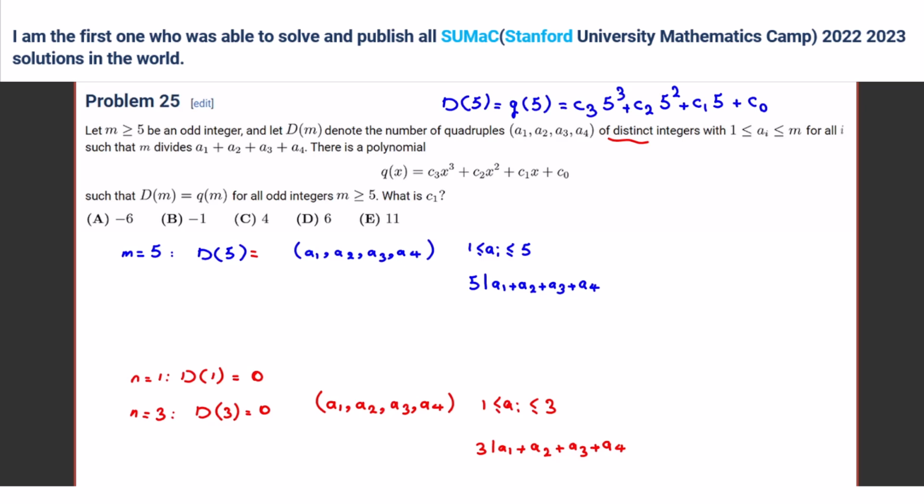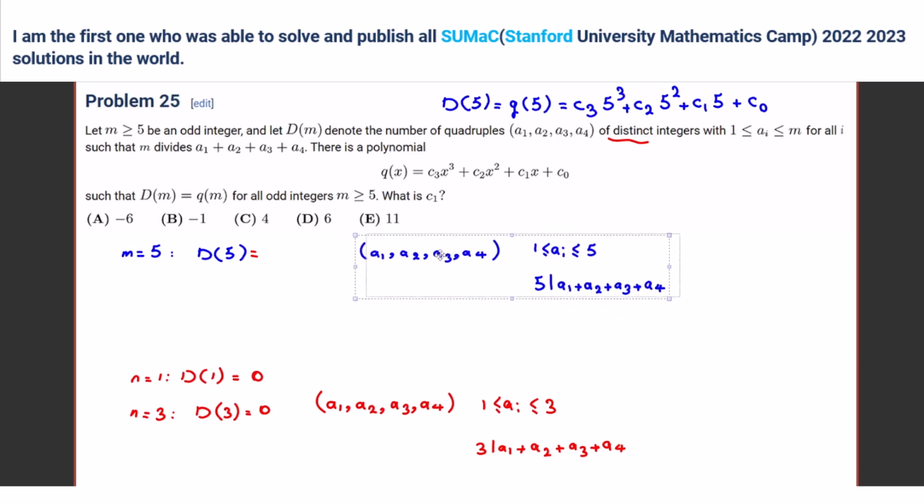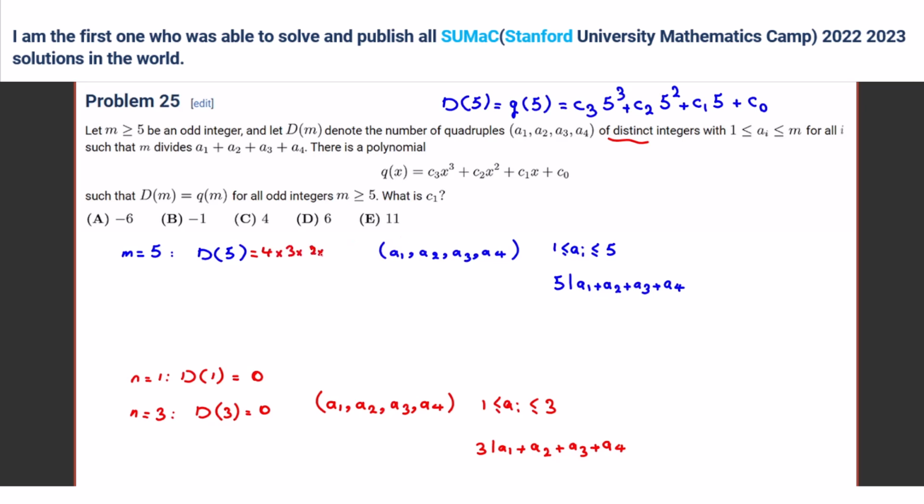How do I find it then? Is it 4 factorial? 4 times 4? 16? Why 16? You said permutation of 1 to 4. So the first element a1 has 4 cases, a2 has 3 cases, 2 cases, 1 case. 4 factorial. Oh yeah, 4 factorial.